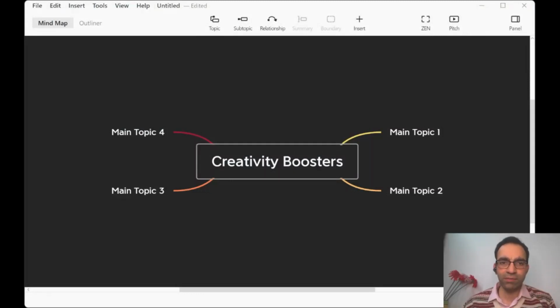There's this screen with the center term creativity booster. This is called a mind map. How many of you have seen mind maps earlier? A few of you had mentioned that you have seen a mind map earlier. So mind maps are tools to organize our thoughts in a similar way as they are organized in our brains.